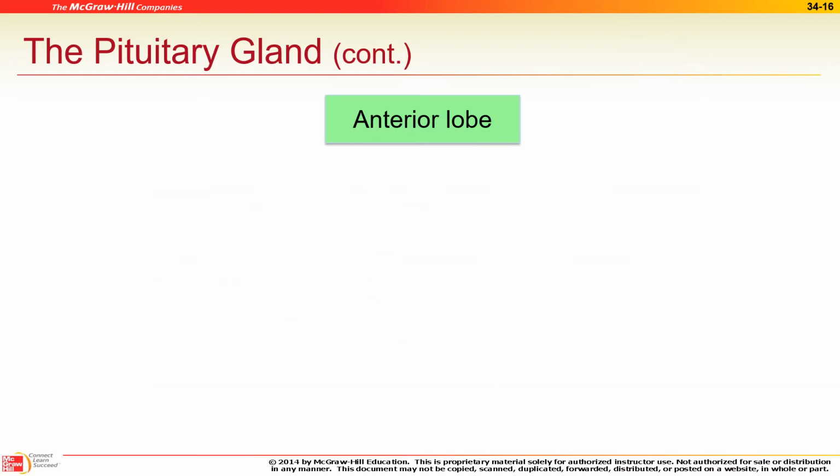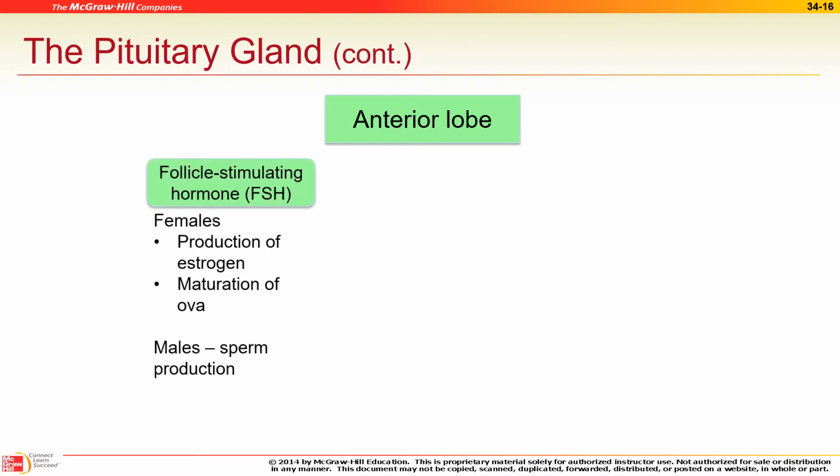Continue on with the anterior lobe. We have follicle stimulating hormone. So another name for the egg is follicle. So in the males, it's going to help stimulate production of sperm.